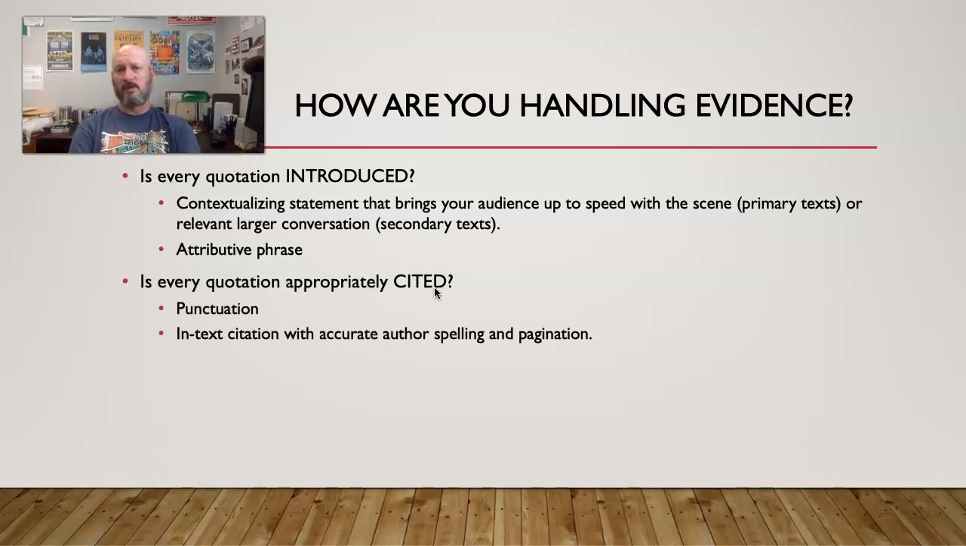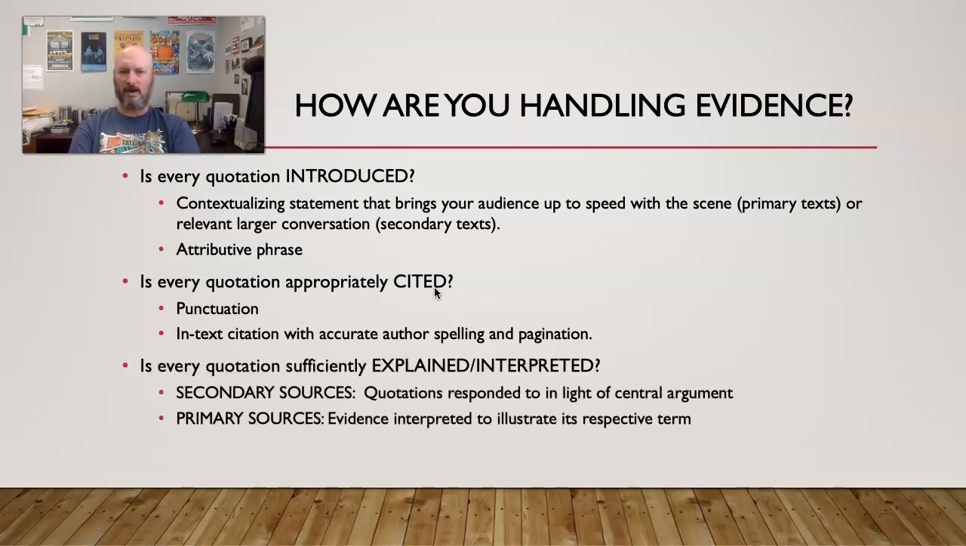If you are framing and giving attributive phrases to secondary texts, you want to have so-and-so writes, so-and-so argues, and so-and-so observes. Want to make sure that every quotation is appropriately cited, and that's when you're making sure that you're punctuating things appropriately and that you also have an in-text citation with accurate author spelling and pagination. I can't tell you how often I see students misspell authors' names in their in-text citations, so make sure you are proofing that and making that correct.